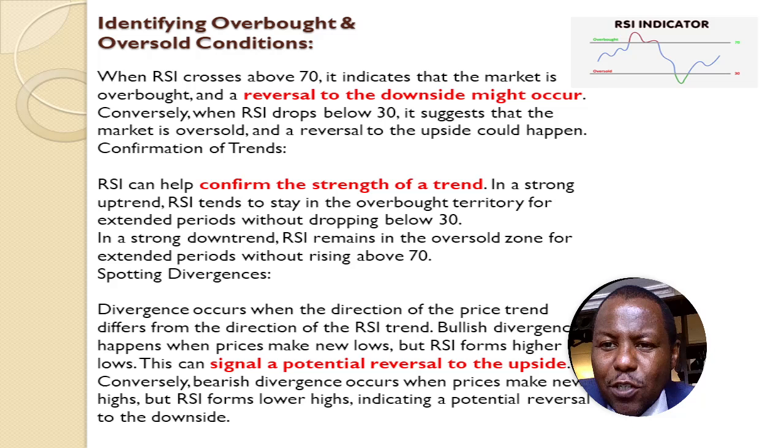And a reversal to the upside could happen. All right, confirmation of trends. Here we are seeing this. RSI can help confirm the strength of a trend. In a strong uptrend, RSI tends to stay in the overbought territory for extended periods without dropping below 30. In a strong downtrend, RSI remains in the oversold zone for extended periods without rising above 70.